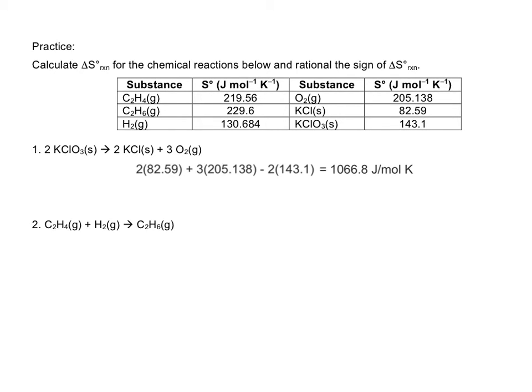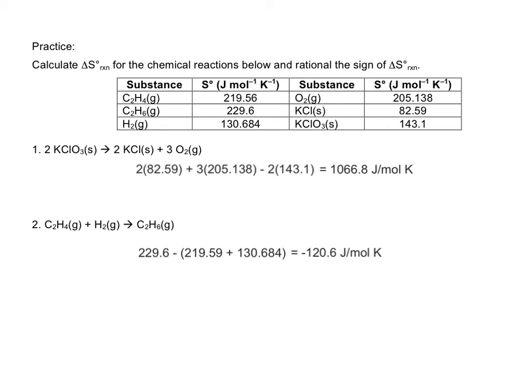Okay, and then if we do number 2, again, same process. We'll take the entropy for C2H6, which is 229.6, minus the entropies for the reactants, which is going to be 219.56 for the C2H4 and 130.68 for the H2. And then when we add and subtract all of that out, we get a value of negative 120.6 joules per mole Kelvin. Okay, so what you'll see here is that in number 1, we have an increase in entropy, and in number 2, we have a decrease in entropy. And you should have been able to predict that's what the sign would be.